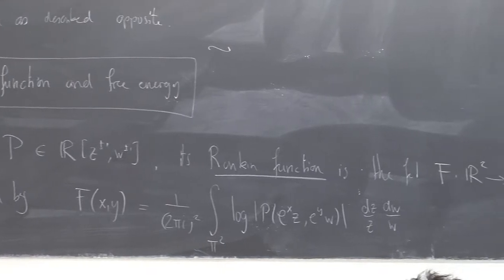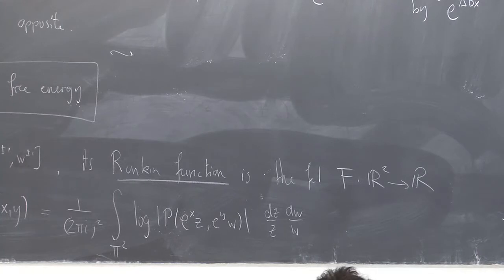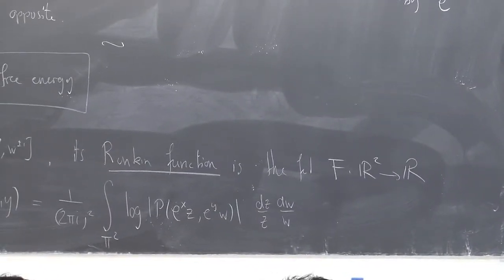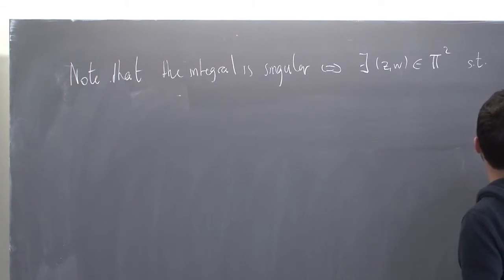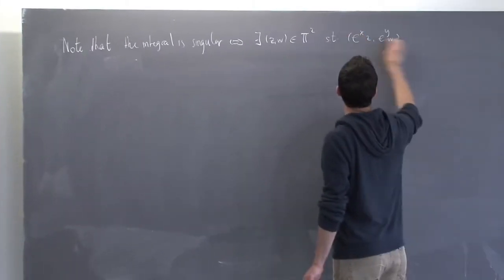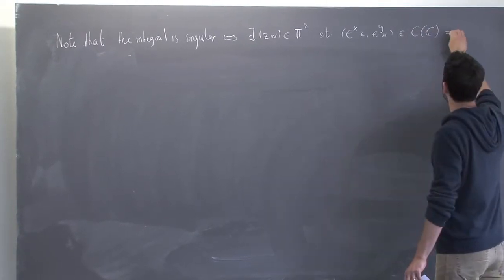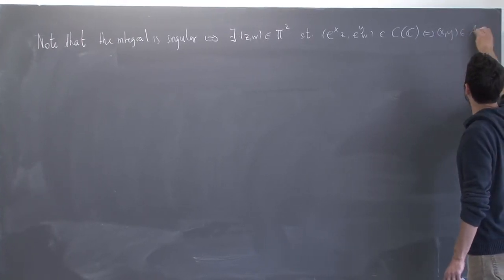Note that this integral is singular if and only if there exists z, w in the torus such that e^x z, e^y w lies in the curve. And this we had seen, this is equivalent to asking that x, y is in the amoeba.